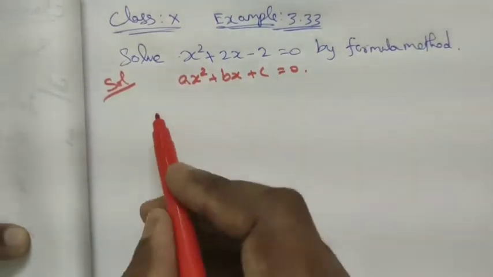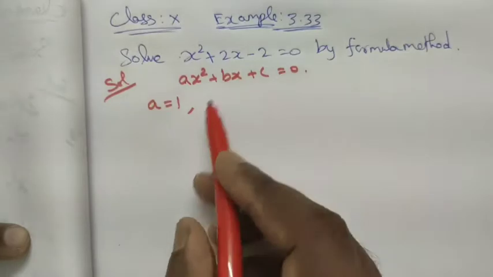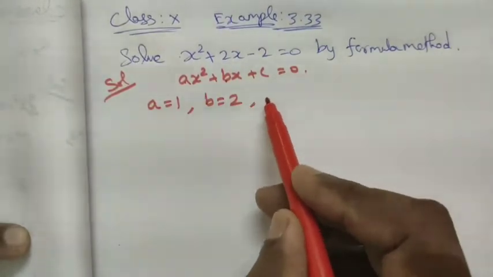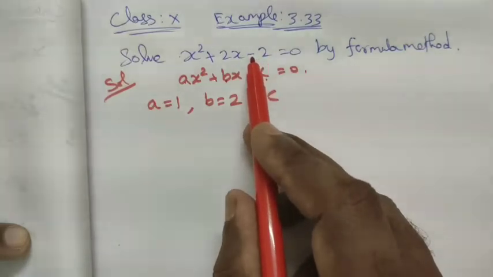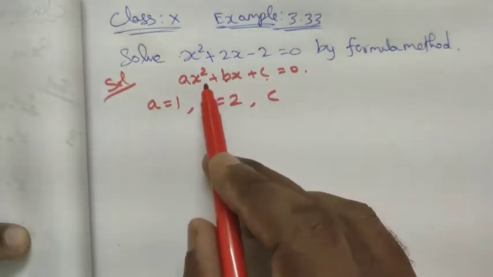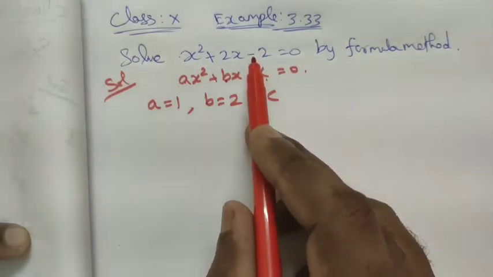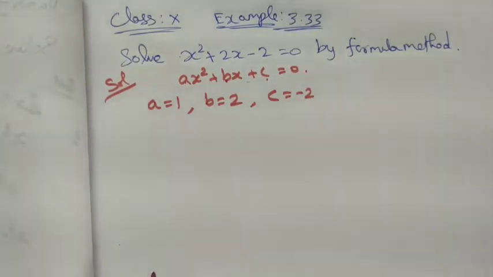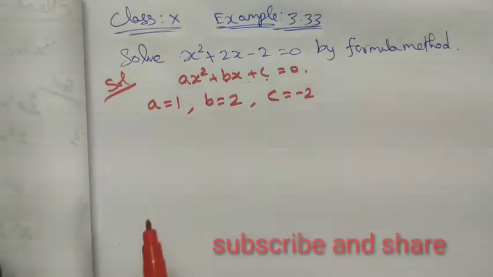And then, what is in the place of a? It is 1, right? In the place of a is equal to 1. What is in the place of b? It is 2. And then what is in the place of c? We get minus 2. In the formula all the terms are positive. Here we have minus, so you have to take the negative values also, right? Then c is equal to minus 2.